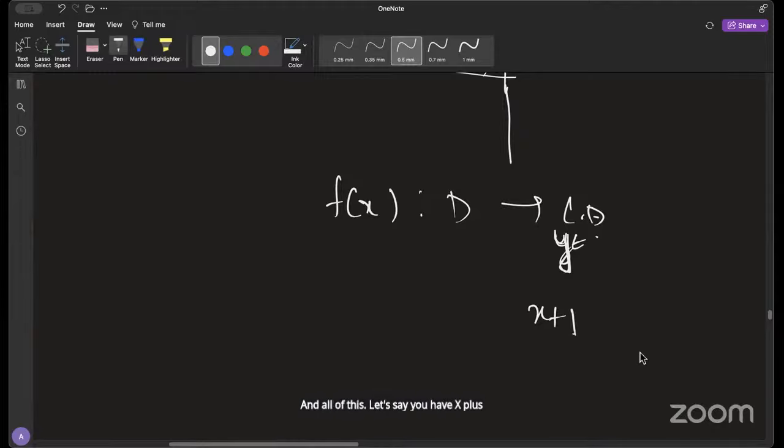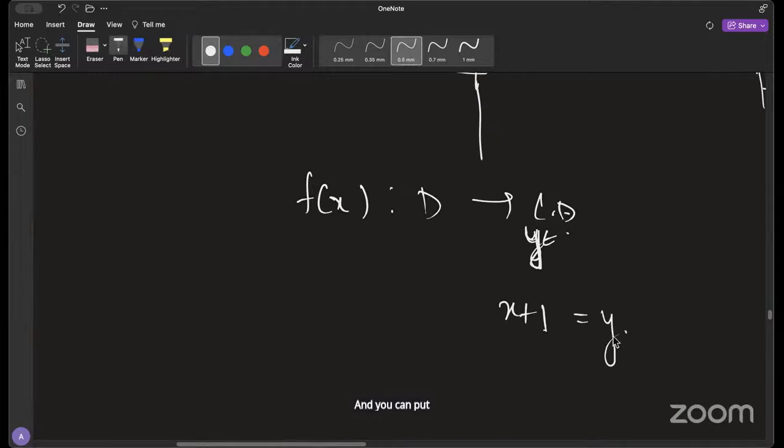If this is your function, then you can put any number y here, and you just need to make sure that an x for it exists. So you can take everything on the other side. This is the x for which the image is going to be y.